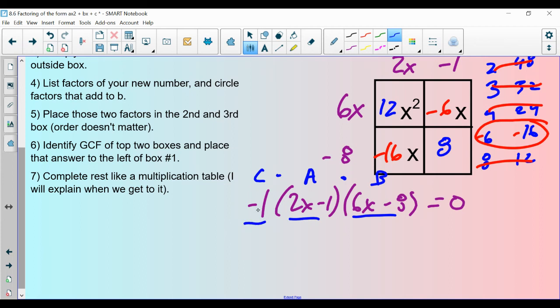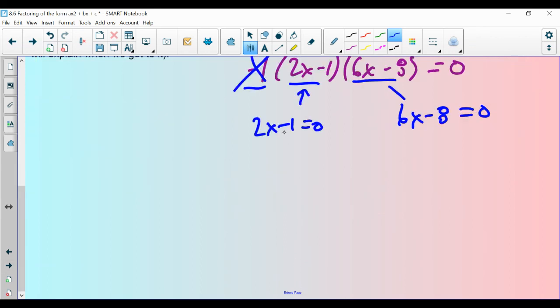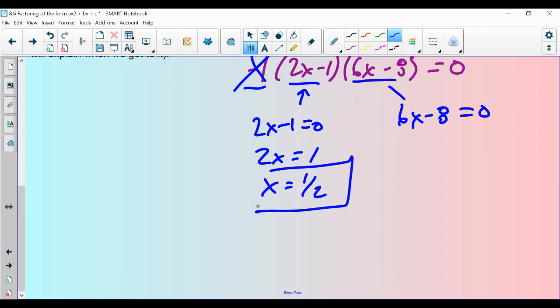Well, there's no way to make the number negative 1 be 0. There's no x here, so this is always just negative 1. There's no additional answer that negative 1 is going to give us. But we can figure out what makes this one 0, and we can figure out what makes this one 0 by just setting them equal to 0 and solving them. Add 1 to both sides, and then divide by 2. We get x is equal to 1/2.